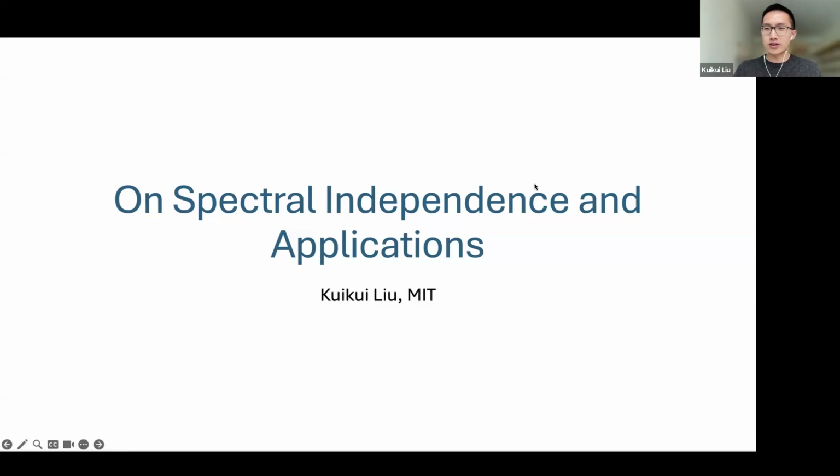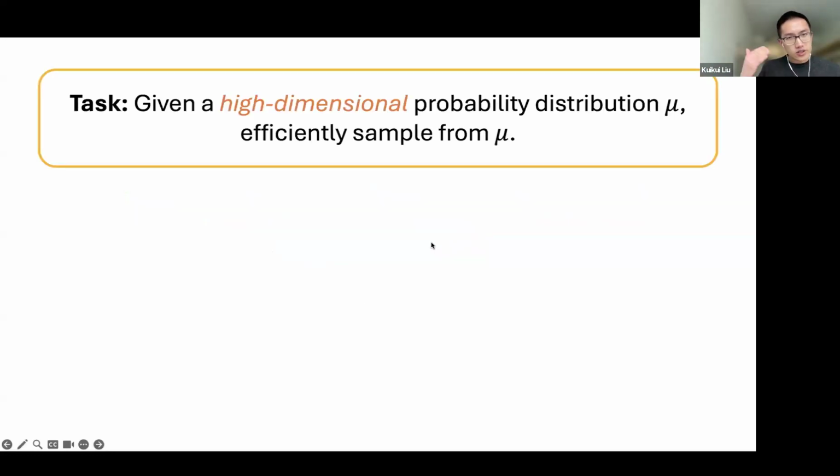So I'll be telling you about this technique that my collaborators and I have been developing over the past few years called spectral independence, and I'll hopefully also tell you a few highlights for applications. The main problem that we're going to be studying in this talk is the following, which I'm sure you're all familiar with.